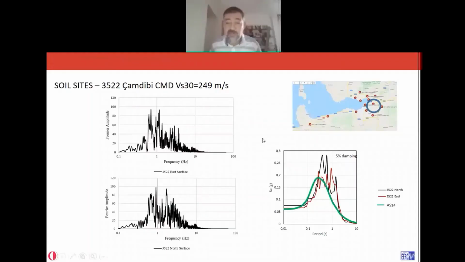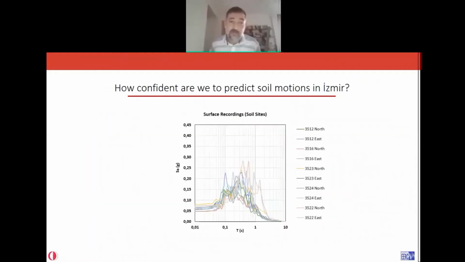And now we are very close to Izmir Bay. It's Çamdibi Station. VS30 value is relatively lower, 250 meters per second. And now we have the Bayraklı region. The GMPs are not very good at predicting. The difference is about 4 to 5 times as we cross the basin and proceed to the north. Yes, we are in the Yamanlar region right now. Again, for the PGA, the GMPs are not doing okay.